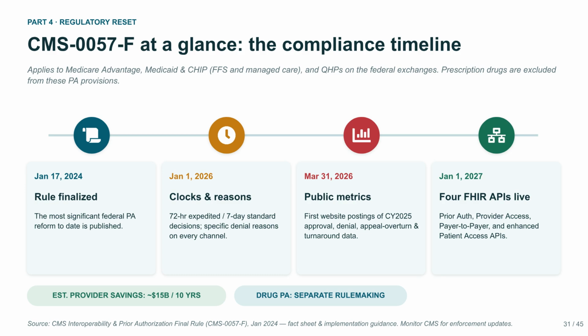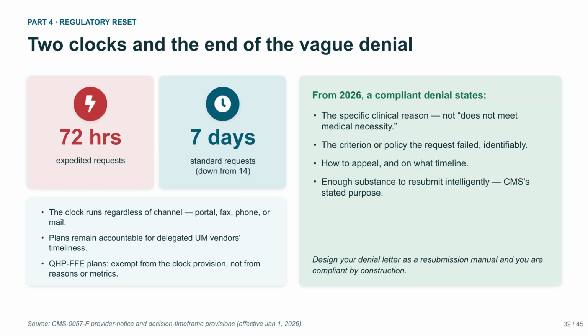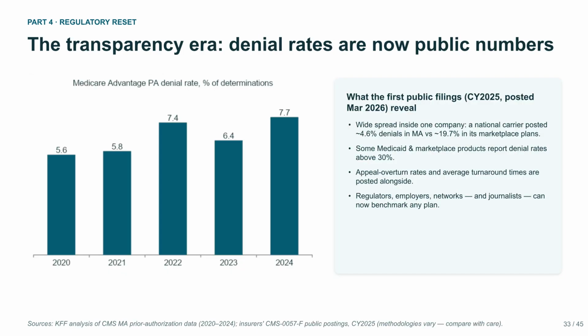Prescription drugs fall under a separate rulemaking, but for medical services, the compliance clock is now ticking toward 2027. The rule introduces 2 critical operational changes. First, new decision timeframes: 72 hours for expedited requests and 7 days for standard decisions. Second, it mandates specific denial reasons. The boilerplate "not medically necessary" letter is now obsolete. Plans must provide enough detail for a physician to intelligently resubmit the request.